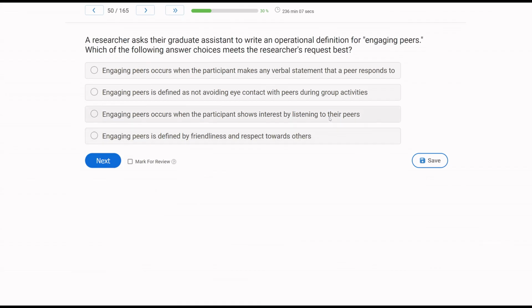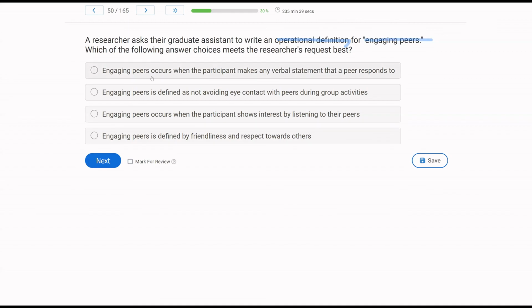A researcher asks their graduate assistant to write an operational definition for engaging peers. Which of the following answer choices meets the researcher's request best? All right, easy operational definition question. Operational definitions, we're going to be clear, concise, complete. As much information as quickly as possible, where whoever reads that definition knows exactly what we're looking for. So if we need an operational definition for engaging peers, what might that look like?